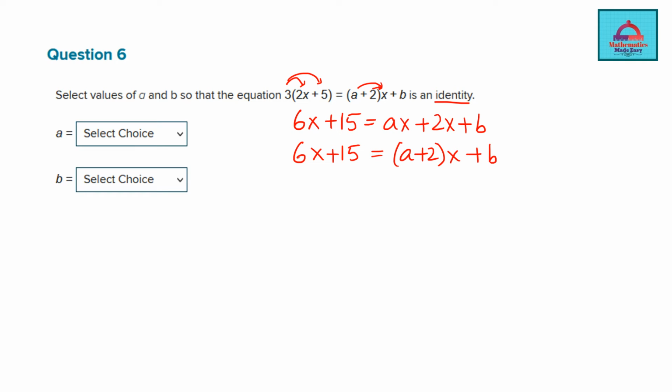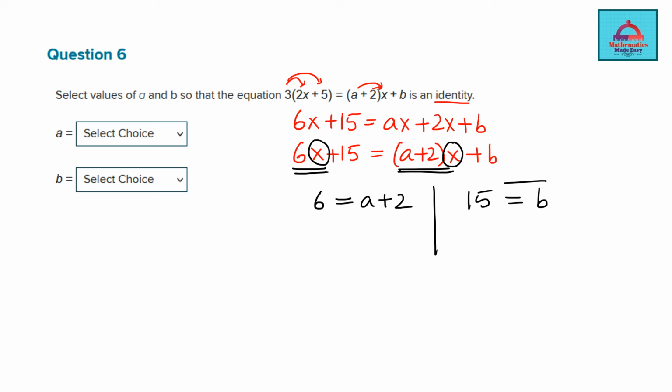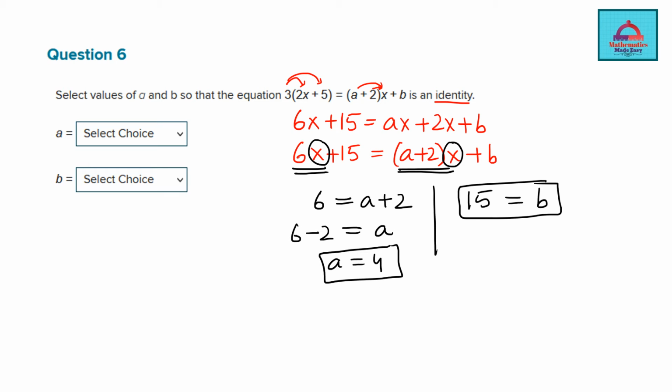Now if you compare this equation, 6x is equal to a plus 2x, so 6 is equal to a plus 2 because coefficient of x will be same, and 15 will be equal to b. So value of b is 15 and value of a is 6 minus 2, which is 4. So the answer here, correct value of a is 4 and b is 15.